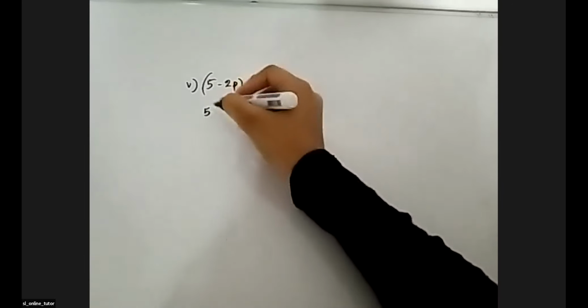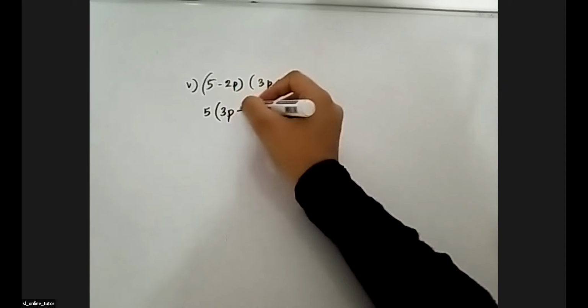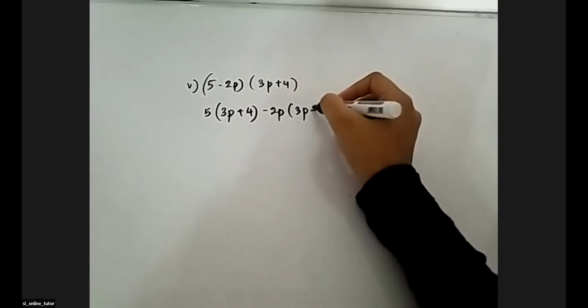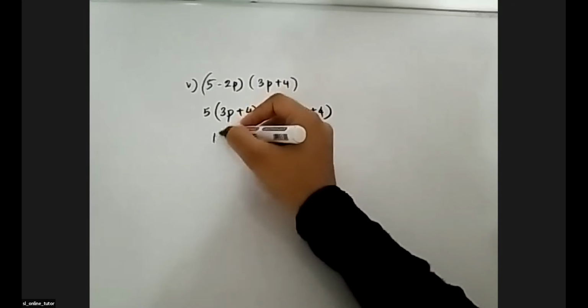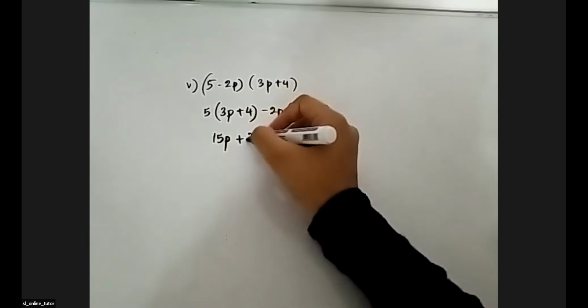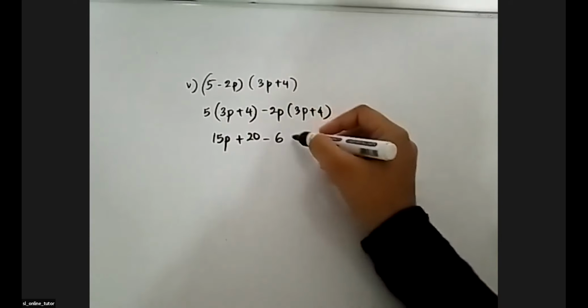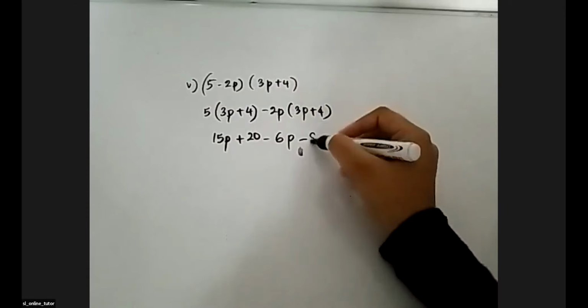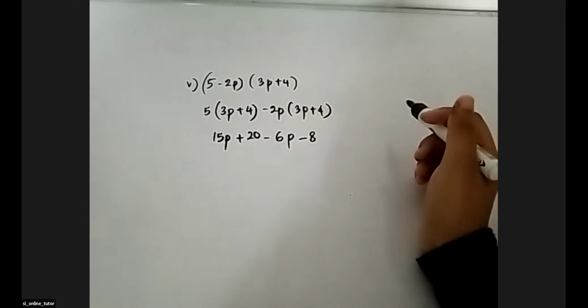Listen, I take the second bracket, 3p plus 4 minus 2p. Listen carefully. When I make any mistake, you have to point it out. So 5 into 3, 15p. 5 into 4 is 20. Minus 2 into 3, 6p. Plus into minus is minus 8. Now you can see the like terms are there, but in 8p.